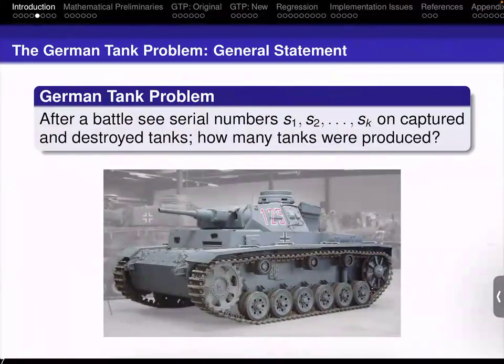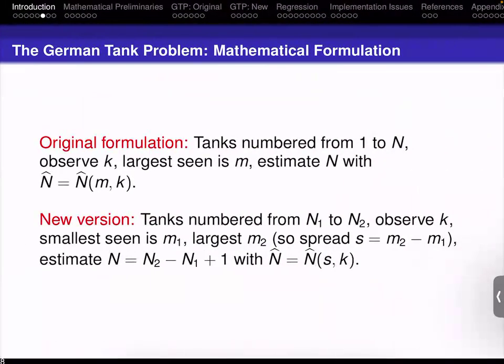All right, so here is the original formulation of the German tank problem. After a battle, you see the serial numbers S1, S2, up to SK on captured or destroyed tanks. So you see K serial numbers. How many tanks were produced? Given this data, we want to try to estimate how many tanks were produced. We will assume the tanks are numbered from 1 to n.